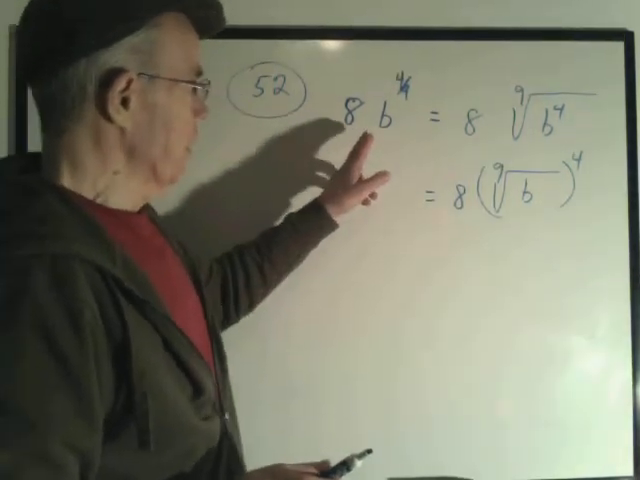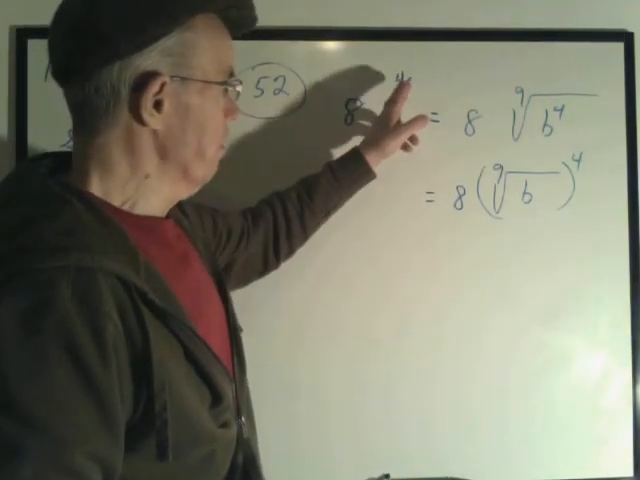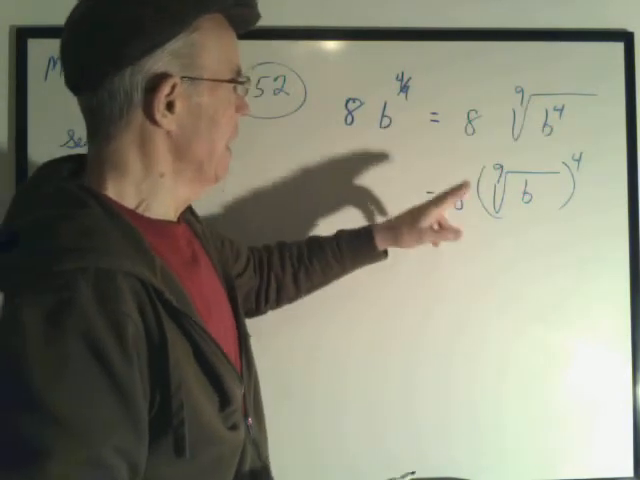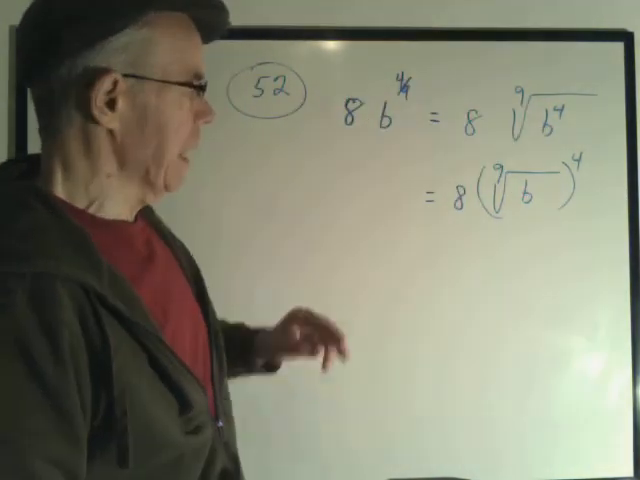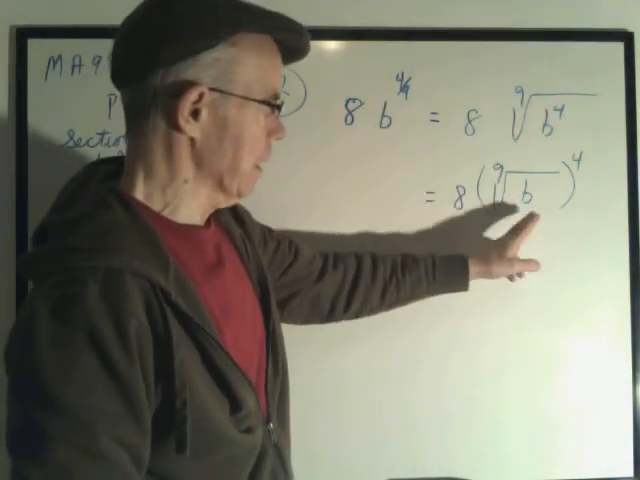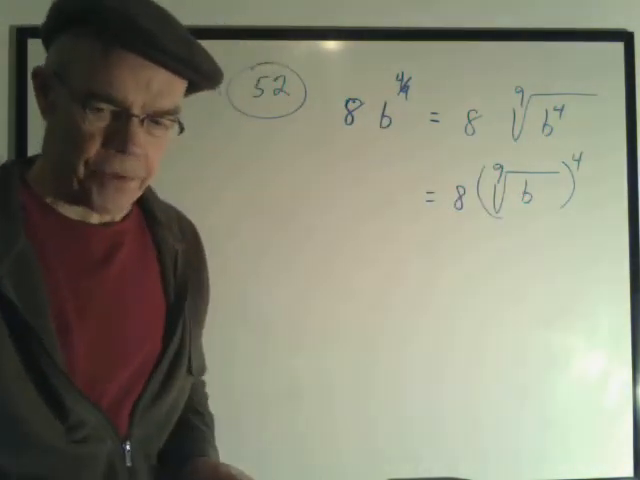All right, what this means is 8b to the 4 over 9, which the 9 is the index, b to the 4th. This exponent here does not apply to the 8. So you can write it this way, or you can write it this way. Same thing.